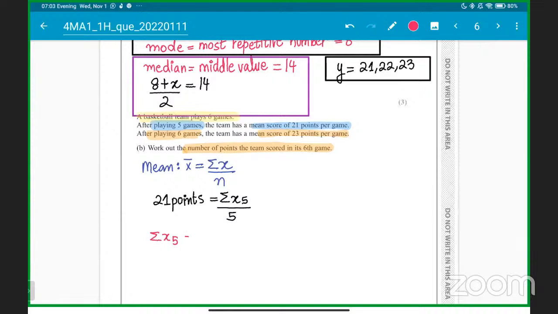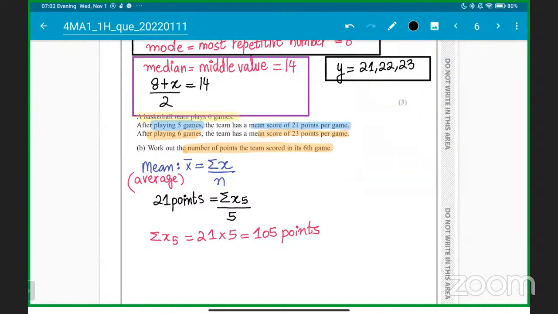So the total number of points: you multiply 21 by 5, and you get 105 points scored. Mean is the average. You add all of them and divide by the number of observations. So we need to understand that there were 105 points in total from the 5 games. Like the basketball team scored 20 points in the first game, 25 in another, 35, 40, 30, 23. When the points from all 5 games were added, they made 105 points.